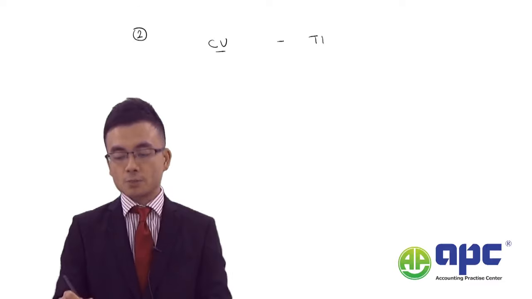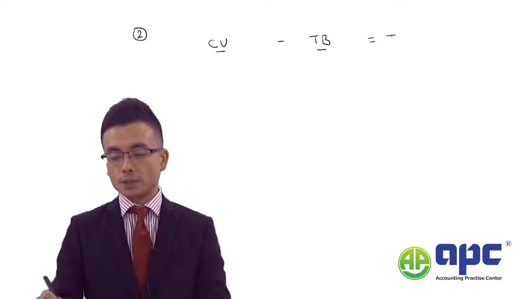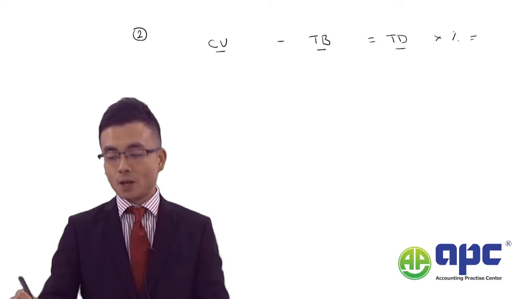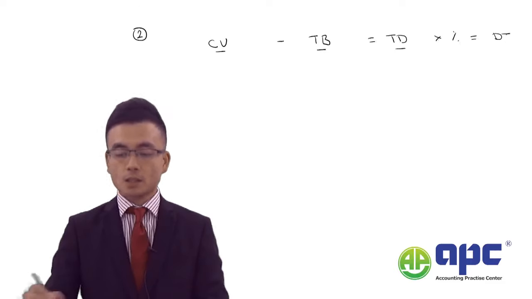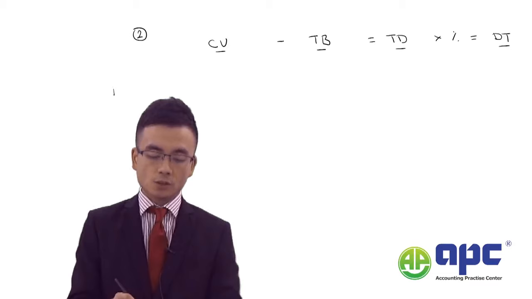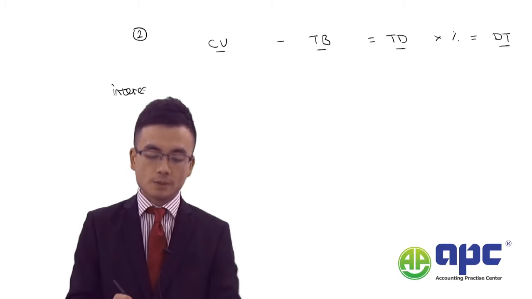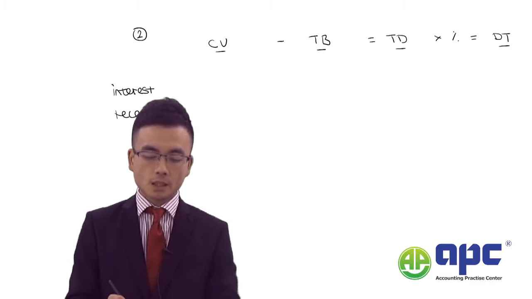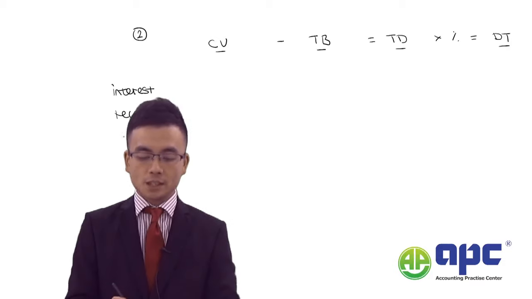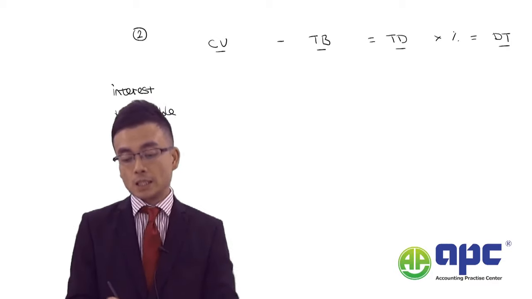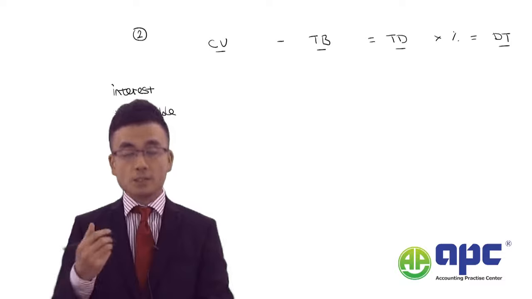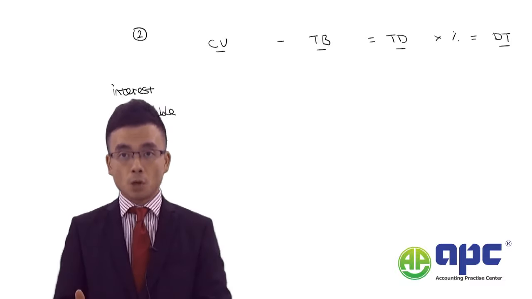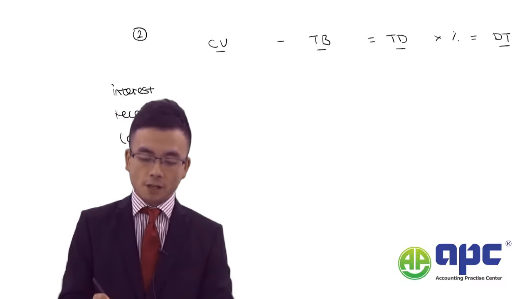For a second scenario, we take the carrying value in the SFP and minus the tax base, and that will be a tax temporary difference. We times by the corporation income tax rate, and that will be the deferred tax. Here is the interest receivable. Interest receivable is an asset. And here, the carrying value, because it's an asset, we use a positive figure. Here is $500.